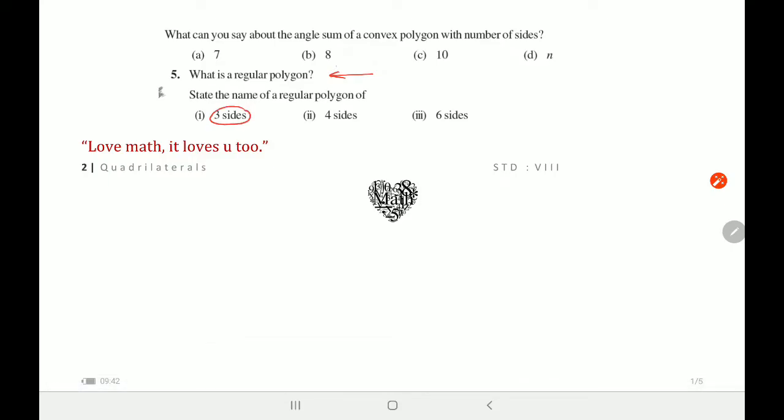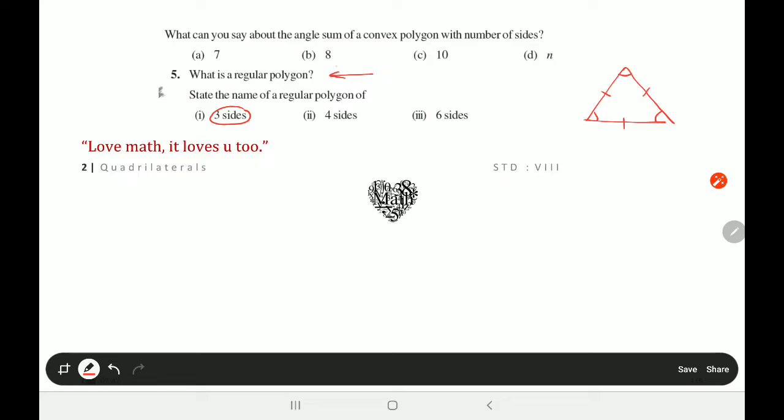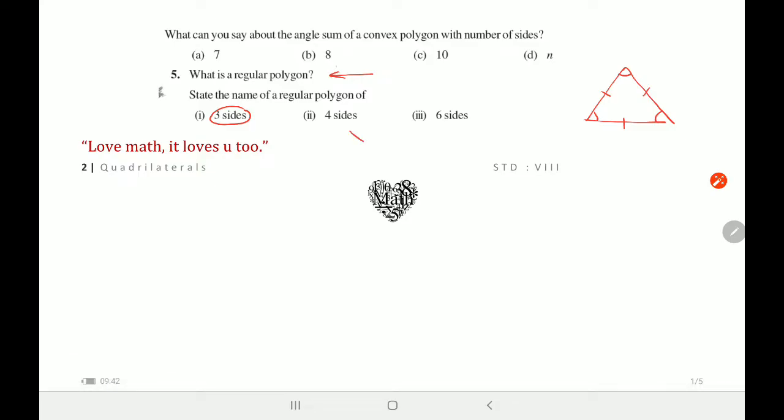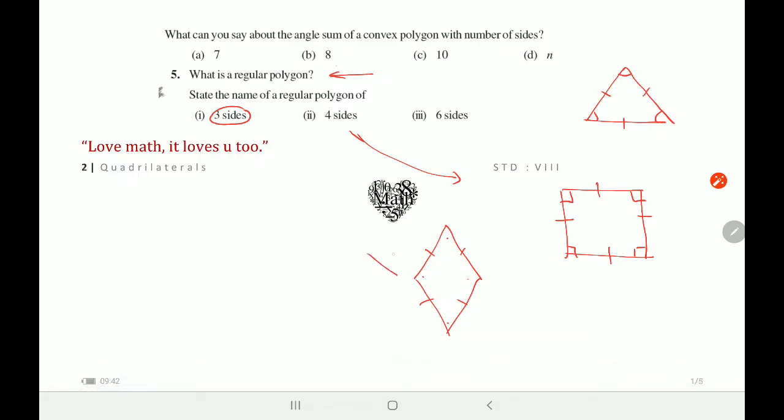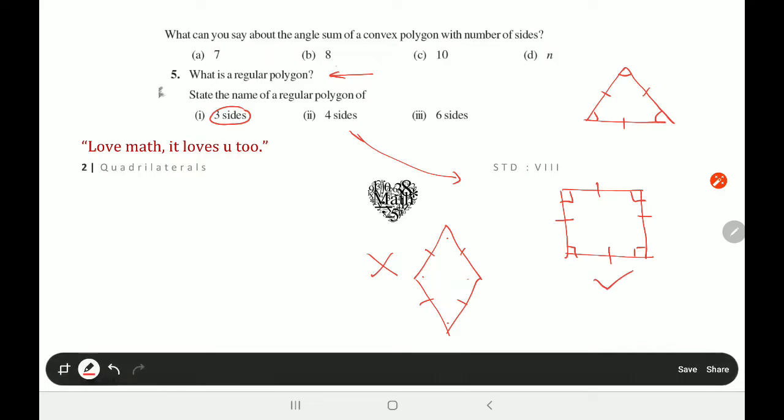In the case of a three-sided regular polygon, we discussed it in yesterday's video. All three sides and all three angles are equal. We call it an equilateral triangle. Whereas four-sided, it is nothing but a square, not a rhombus. A square has all four sides equal as well as all angles equal. Whereas a rhombus has only all four sides equal, and we cannot say anything about the angles. Angles may not be equal. That's why a rhombus is not a regular polygon, and a square is a regular quadrilateral.